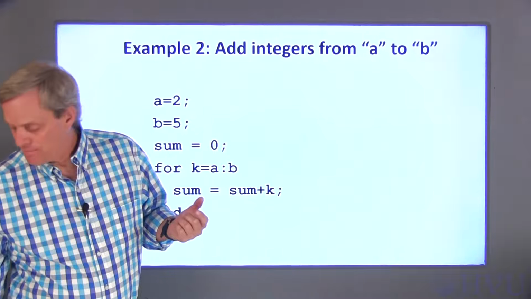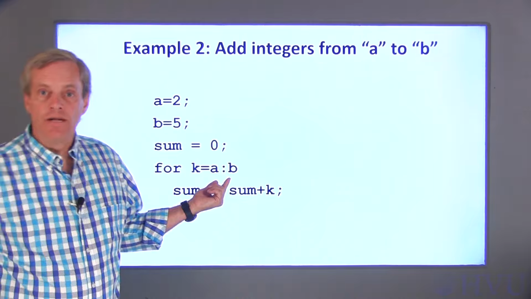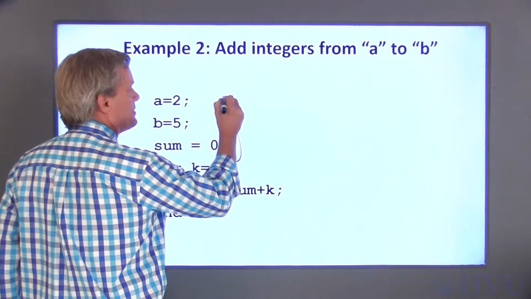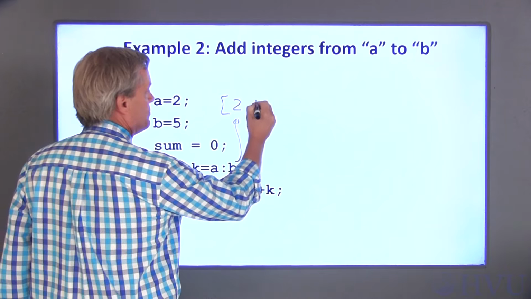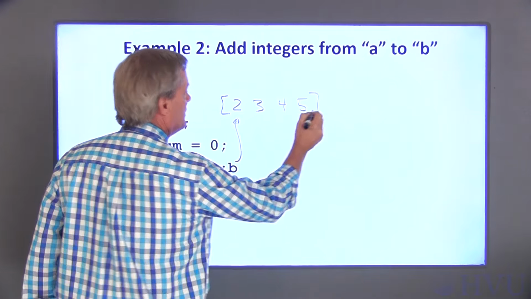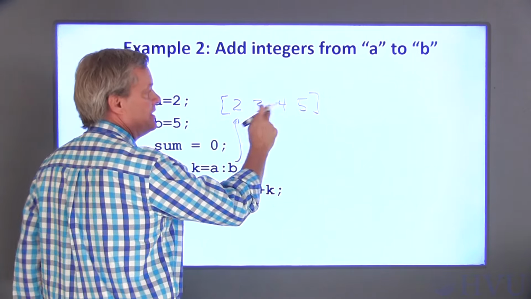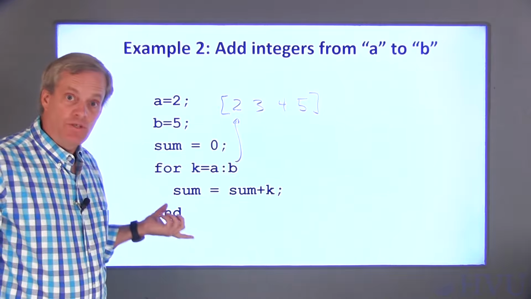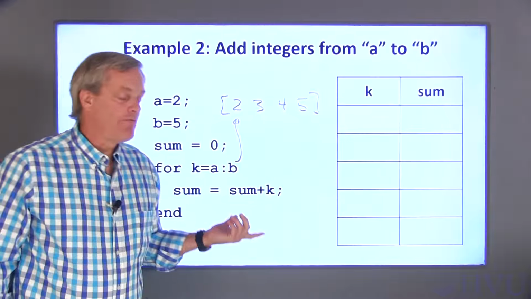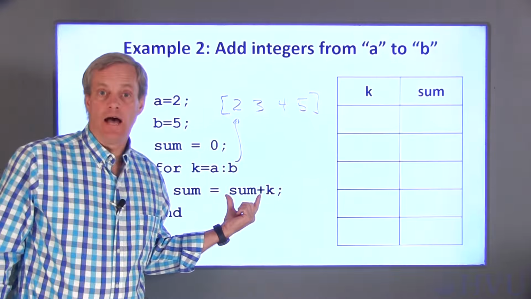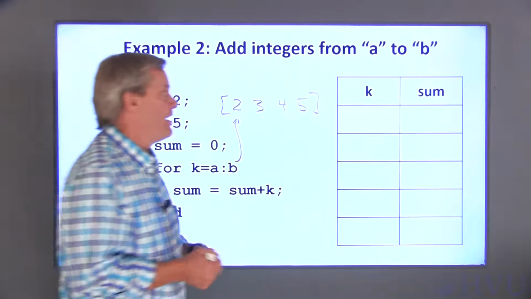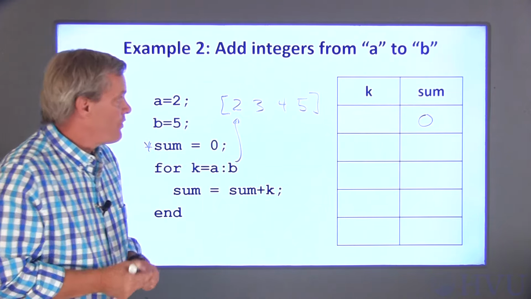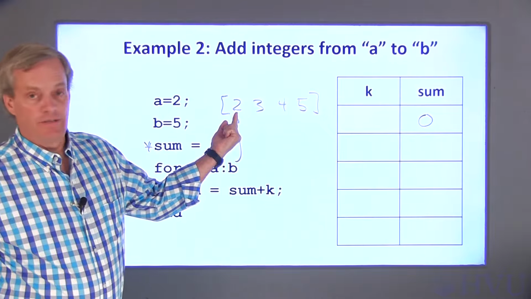I can create a vector of numbers starting at a, counting by ones, and ending at b with a colon b. This notation sets an array which for our numbers is 2, 3, 4, and 5. It starts at the value for a, ends at the value for b, and counts by ones. Now, to keep track of what the for loop itself is doing, I'll set up another table. The only values I need to keep track of are k and sum. Before the loop starts, the value of sum is 0. It's initialized right here. The first time through the loop, k is the first element in this array.